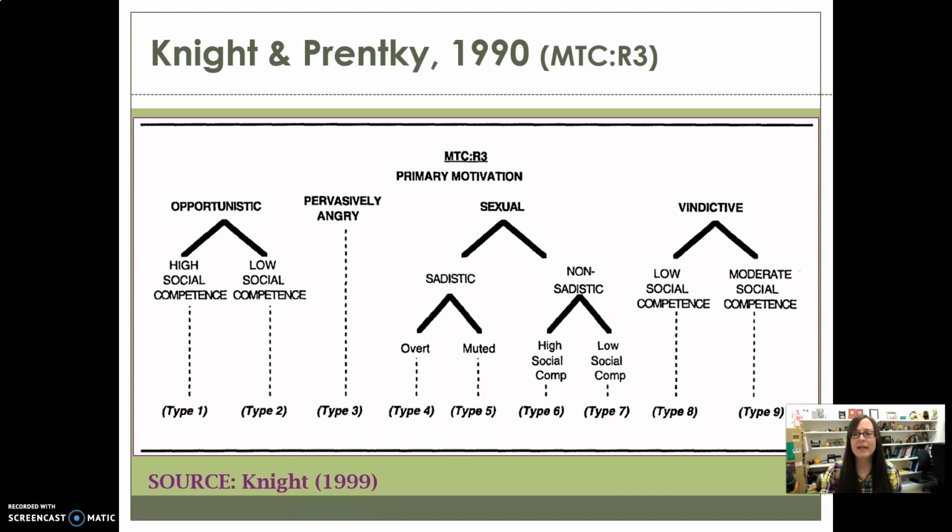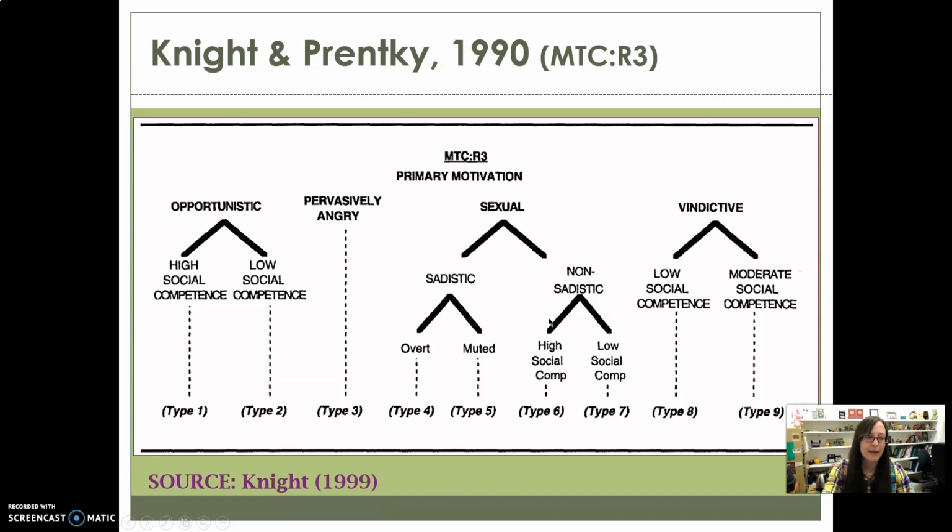But it's a separate motivation. It's a separate reason. It's not about sexual motivation. It's about they just hate women. So an interesting thing as well about, and I mean, there's other sort of type differentiation based on level of social competence, and then with the sadistic, whether it's overt or muted. But I just sort of want you to get the main differentiation of these main motivations.